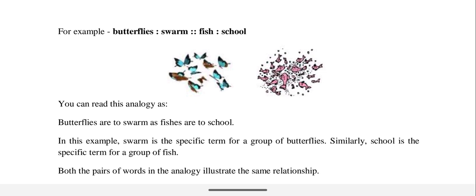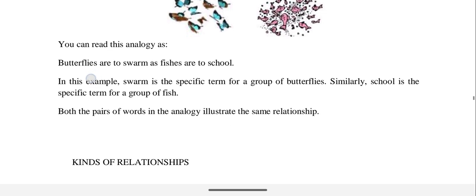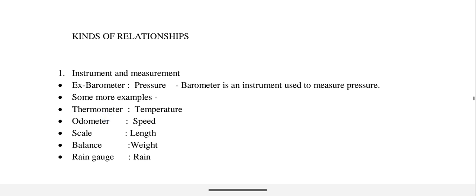So as I discussed, a group of butterflies is called a swarm. But similarly, school is a specific term for a group of fish. So a group of fish is called a school. Both pairs of words in the analogy illustrate the same relationship. So the first and second have a relationship, and the third has the same relationship with the fourth.